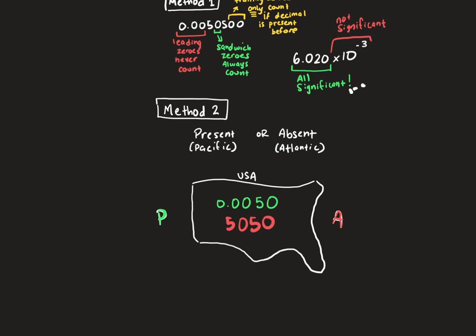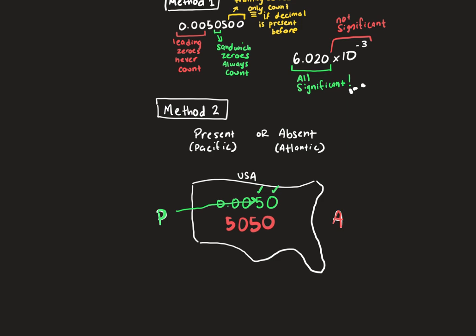So if you write your number on the inside, let's start with the green example here. If you have a decimal present in your number, you're going to start counting from the left side, from the Pacific side. And you're going to basically count until you hit your first non-zero digit. From there, you start counting. Any digits after that are all considered significant. So we have one significant figure, two significant figures.